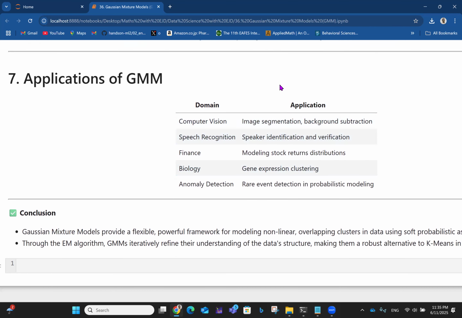So applications of GMM now, we can use it in computer vision for image segmentation, background subtraction. We can use it for speech recognition. The domain in speech recognition, things like speaker identification and verification. We can use it in finance, where we talk about modeling stock returns distributions. We can use it in biology for gene expression clustering. We can use it for anomaly detection, for rare event detection, and probabilistic modeling.